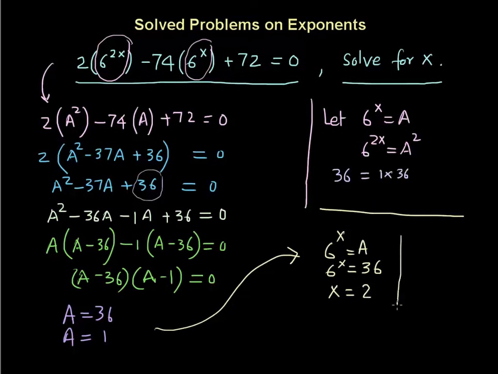In the same way, I can write here 6 to the power x is equal to a, and if I have a equal to 1 now, then 6 to the power x is equal to 1, which means that x has to be 0 in order to have 6 to the power 0, which is equal to 1. So now I have two values of x solved finally: the first is x equal to 0, and the second is x equal to 2, and that's your answer finally, right?